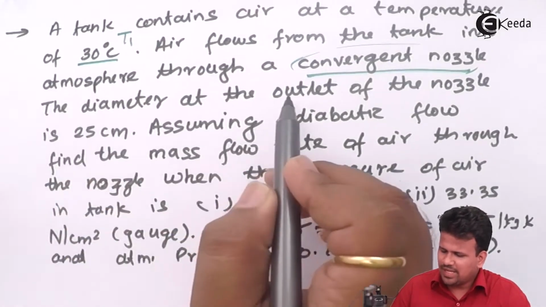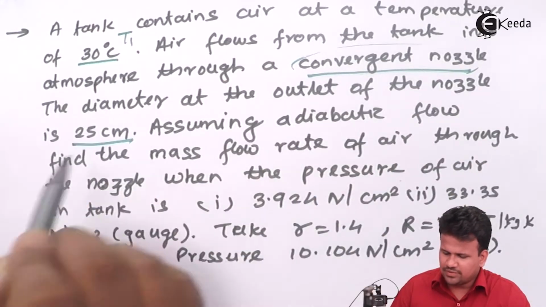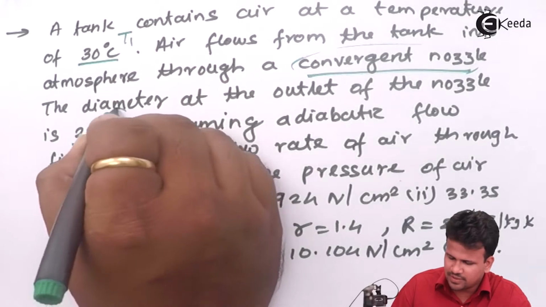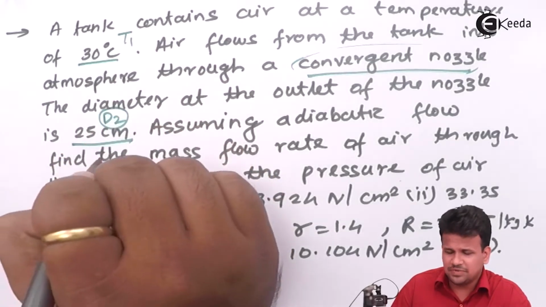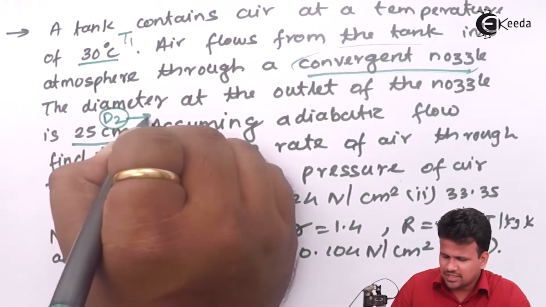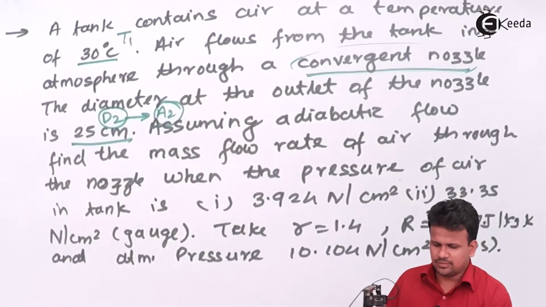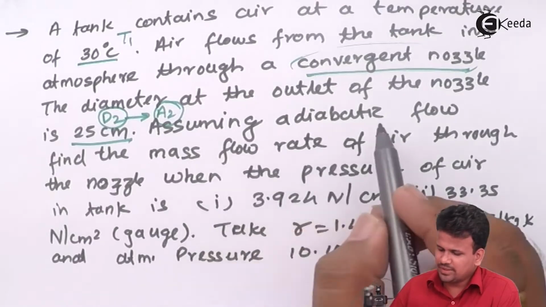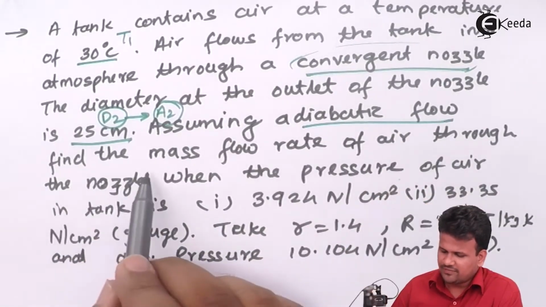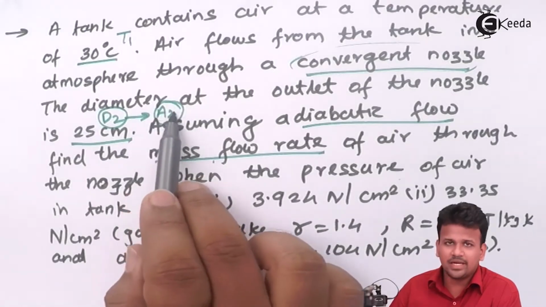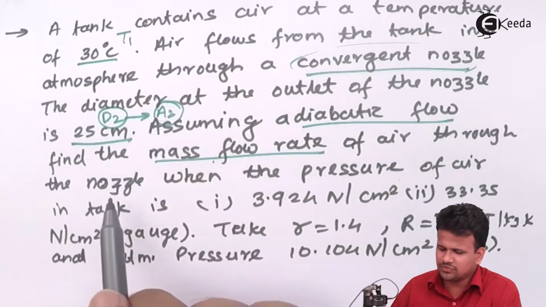The diameter at the outlet of the nozzle is given to us as 25 centimeters. So this means D2 is given to us. This means we can calculate the value of A2, that is the area at the outlet. Assuming it is an adiabatic flow, find the mass flow rate. So mass flow rate will always contain A2. So this is what they have told us to find out.